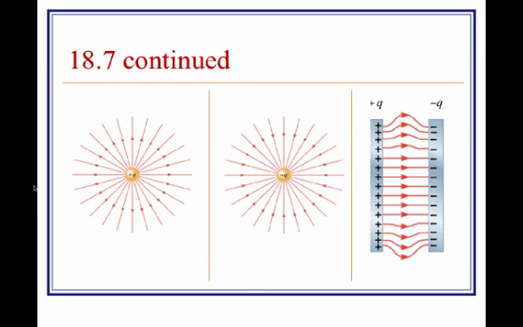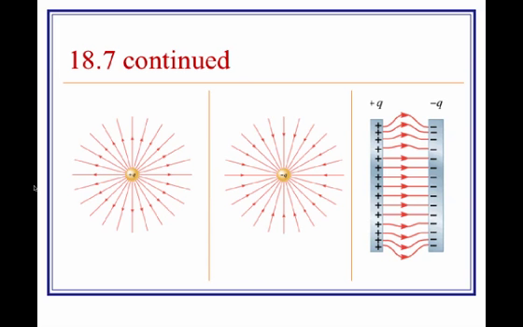Next, in the middle, we have a negative charge where the field lines are converging on that negative charge. They're getting stronger as you get closer. And all the way to the right, we have a parallel plate capacitor. If you notice here in the middle section, the field strength is the same throughout the middle.